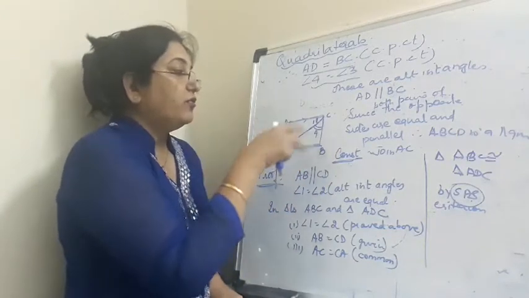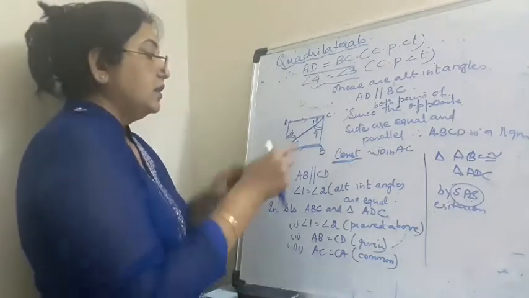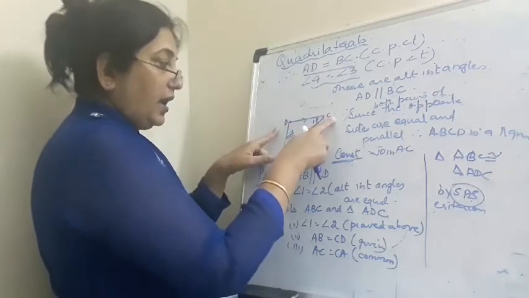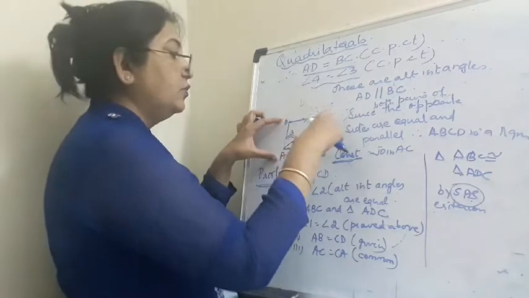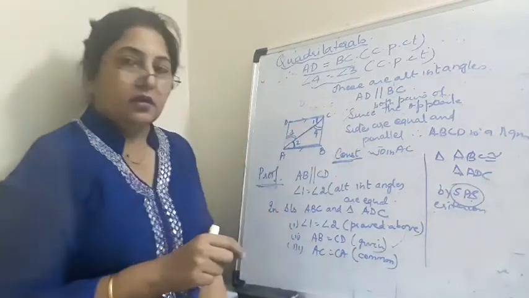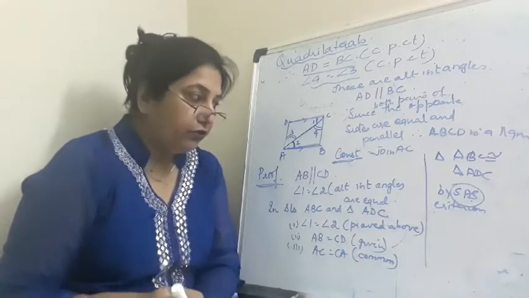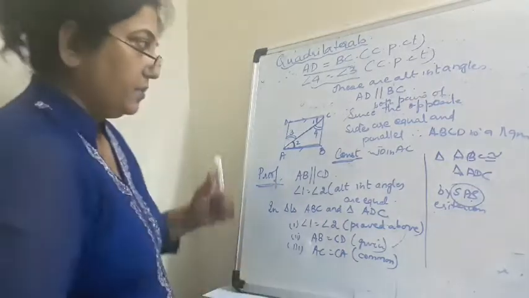parallel. So we have proved that ABCD is a parallelogram because AB is parallel to CD, AB is equal to CD given, and also AD is equal to BC and AD is parallel to BC, which satisfies the property of the parallelogram. Okay, so this completes your proof, and you will complete this in your notebook. If you have any queries, children, you can ask me.